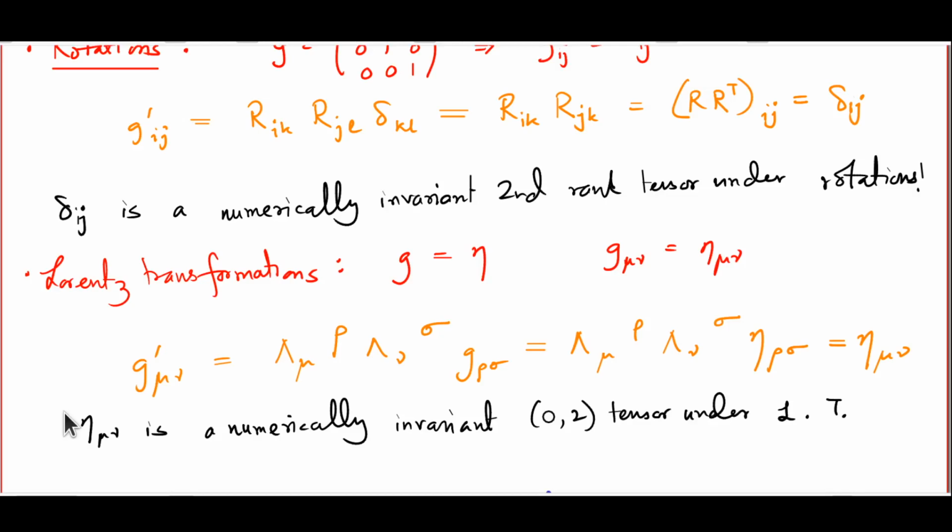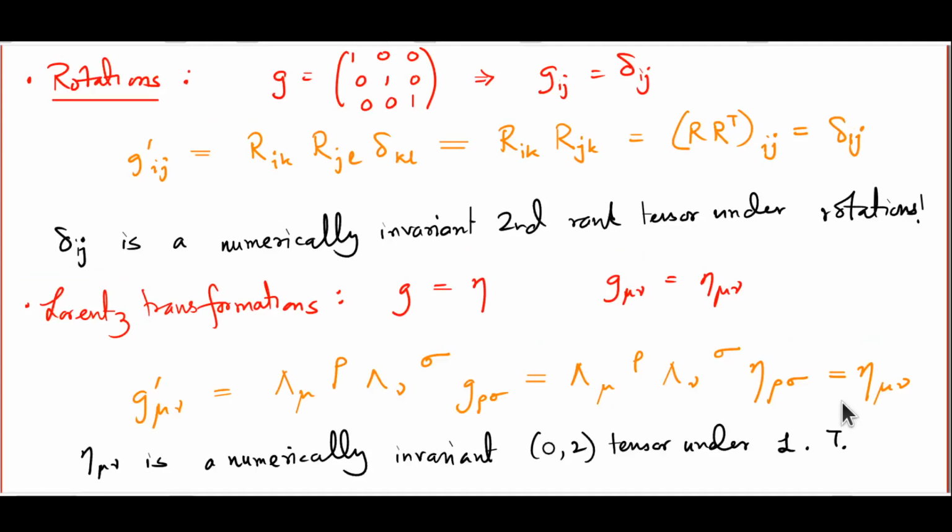In other words, eta lower mu nu is also a numerically invariant (0,2) tensor under Lorentz transformations. If you have been paying attention, you should really be crying foul at this stage. This particular property of the lambda coefficients that we have used to prove that eta mu nu is a numerically invariant (0,2) tensor under Lorentz transformations looks very similar to the property of the lambda coefficients that we have already known before, but this is not exactly the same.